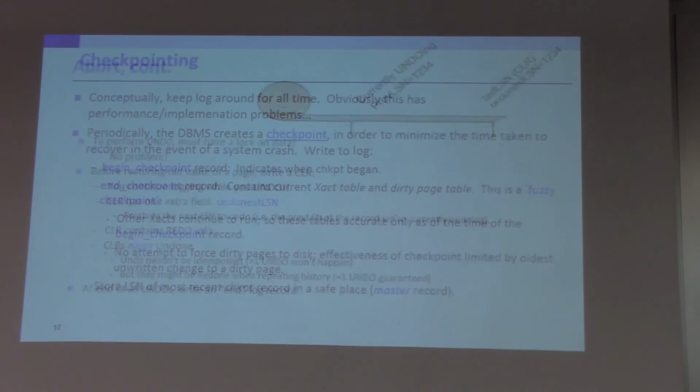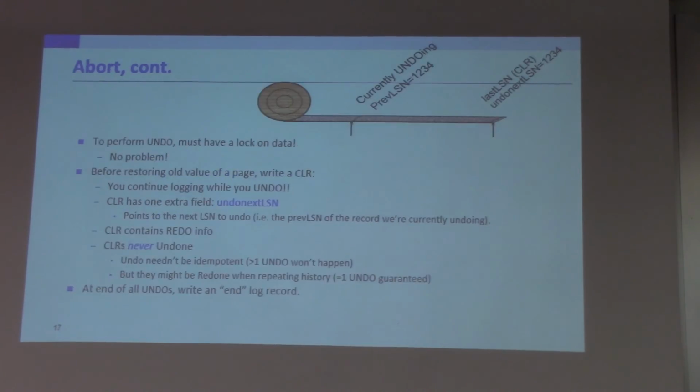What's in the CLR? Well, the CLR log record basically remembers something called undo next LSN, which is the next log record to be undone. And that essentially is set to the previous LSN of the current log record you are trying to undo. So the undo next LSN is essentially equal to the previous LSN of the log record you are undoing. Does that make sense? Okay? So that's what's in a CLR.